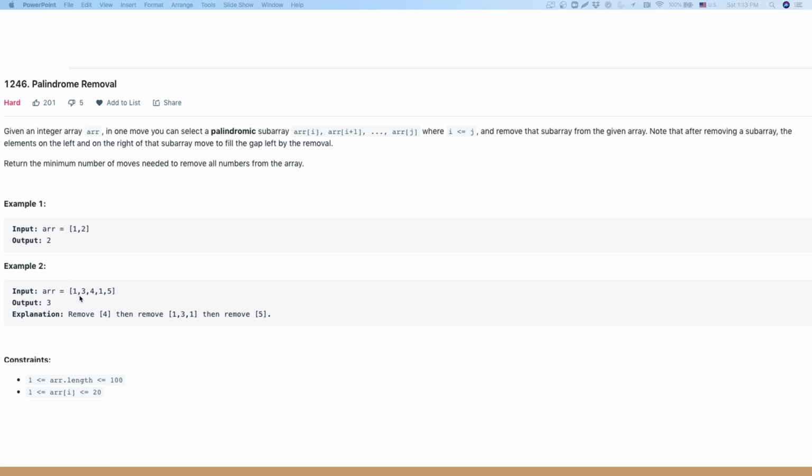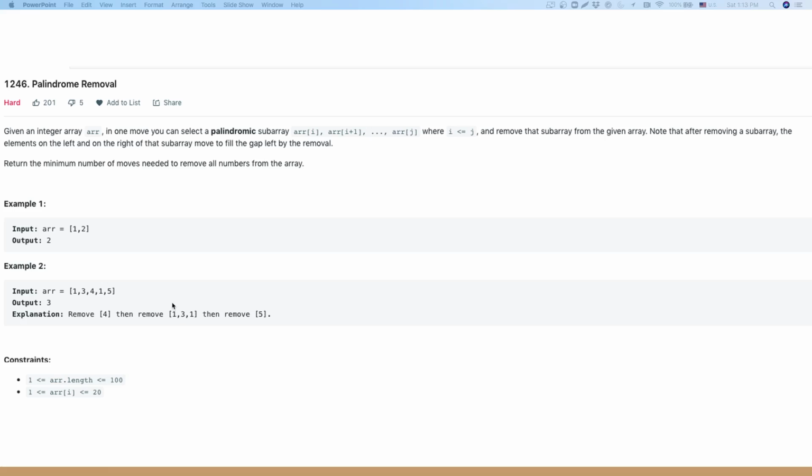And in this case, you can pick 1, 3, 1. You can go ahead with the 4 first. Because we need a subarray, once you remove 4, the rest of the numbers will be merged, like burst balloon. So 1, 3, 1 will be merged as adjacent, and you can remove 1, 3, 1 next, and you're left with 5. So this is the third move. So how do you solve this?